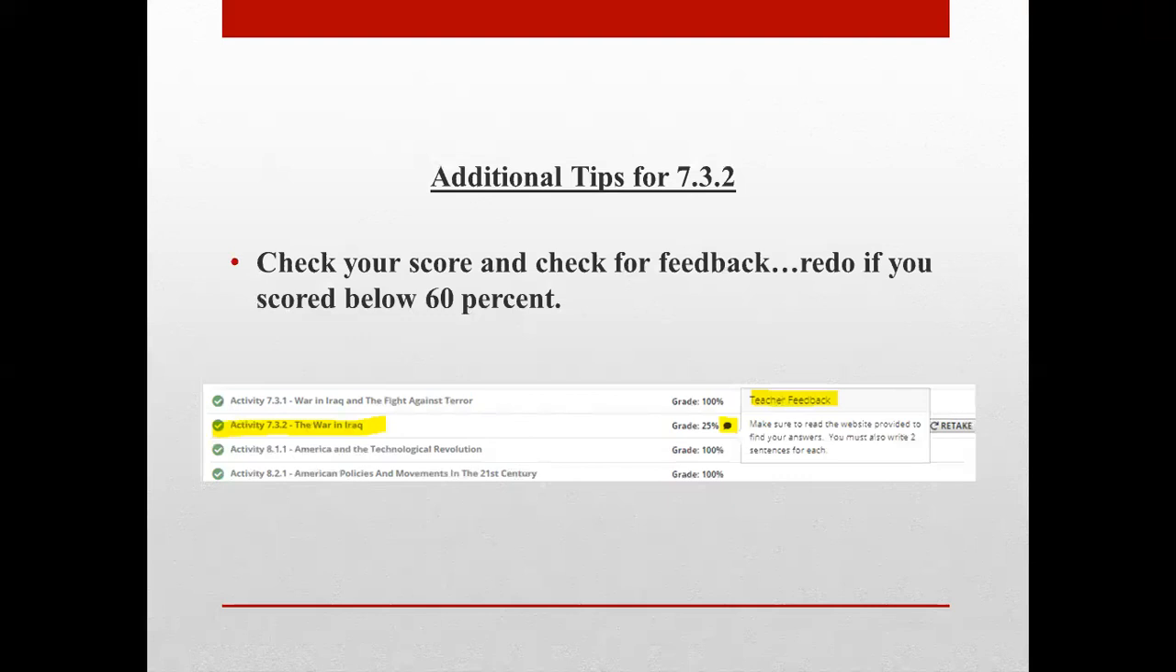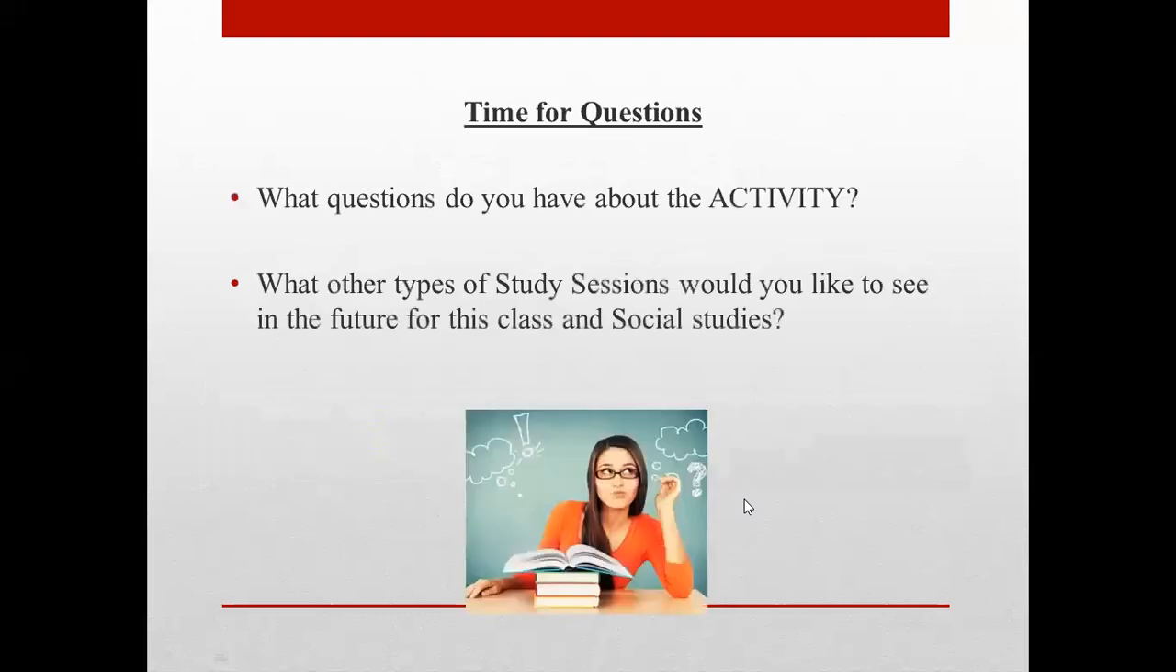So check your score, and I've showed you here, this person turned in the war in Iraq, activity 7.3.2, and they only scored 25%. So they would click on the chat icon, and as soon as they click on it, it would give you teacher feedback. "Hey, make sure to read the website provided to find your answers." So this student did not use the website, did not use the lesson probably. "You must also write 2 sentences for each." So it looks like that student needs to go back and redo the assignment to include this. So please make sure you always check your grade and check for feedback.